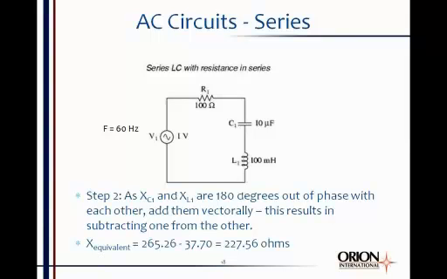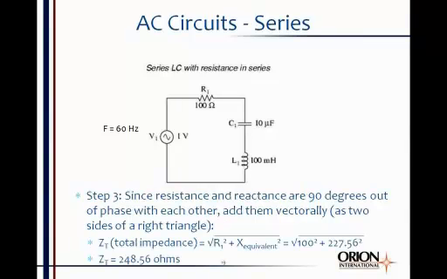So the equivalent reactance of the capacitor and the inductance is the difference between them, 265.26, which was the capacitive reactance, minus 37.7, which was the inductive reactance. That turns out to be 227.56 ohms. That's the equivalent reactance of adding the capacitive reactance and the inductive reactance together vectorially, 180 degrees out of phase with each other.